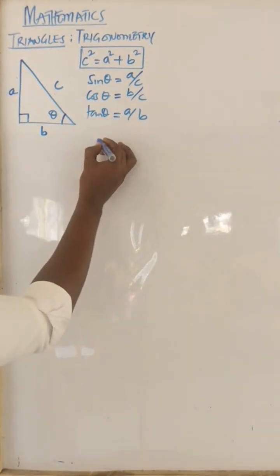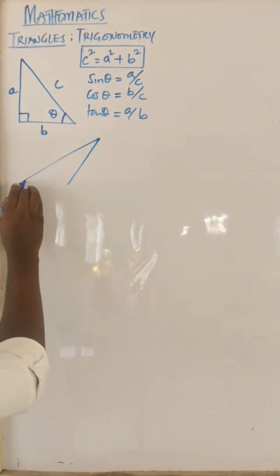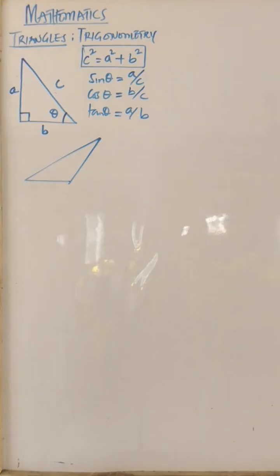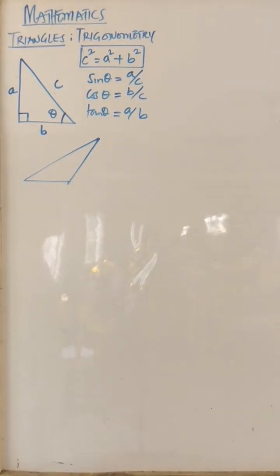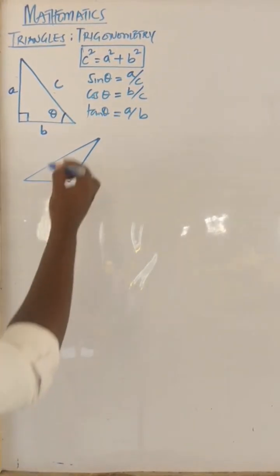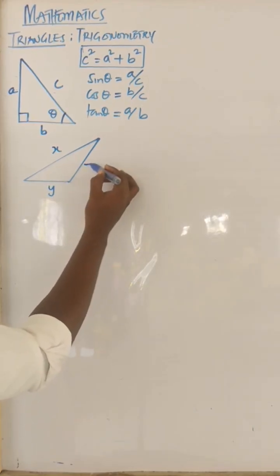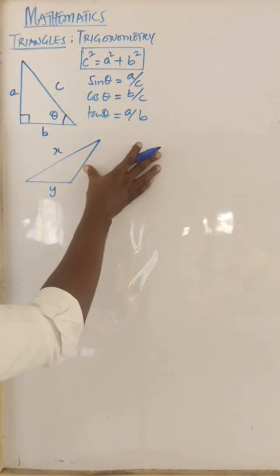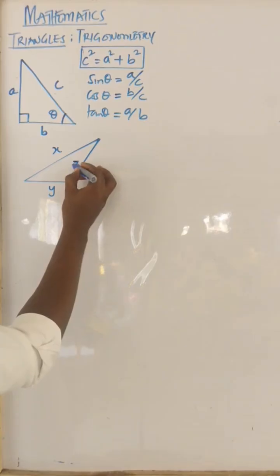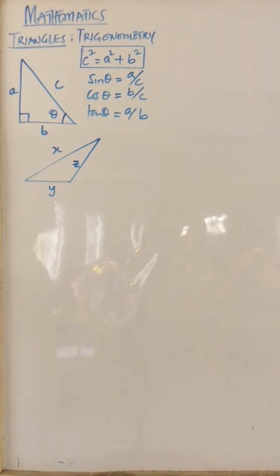Now the problem is, what if the triangle is not a right angle triangle? For example, suppose we have something like this. Obviously, this triangle is not a right angle triangle. Let's label the sides as X, Y, Z. What is the connection between them? It is very easy for us to work with right angle triangles.